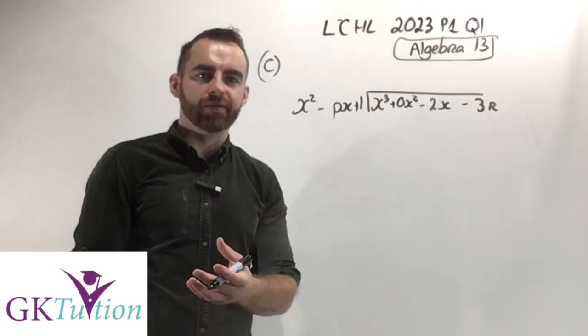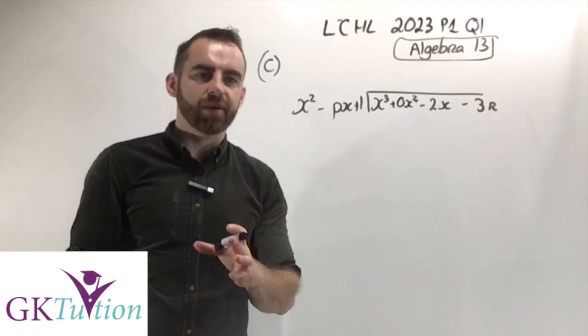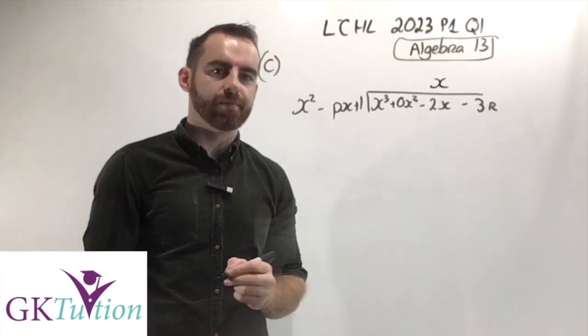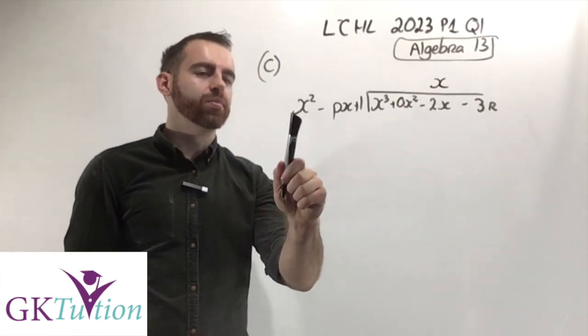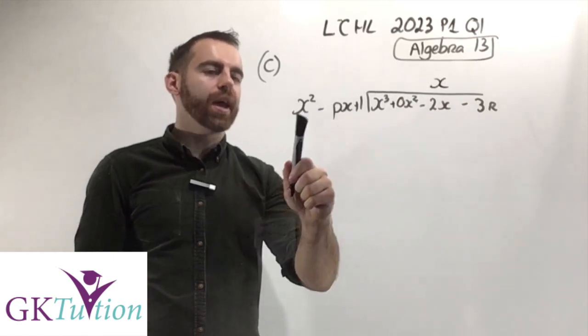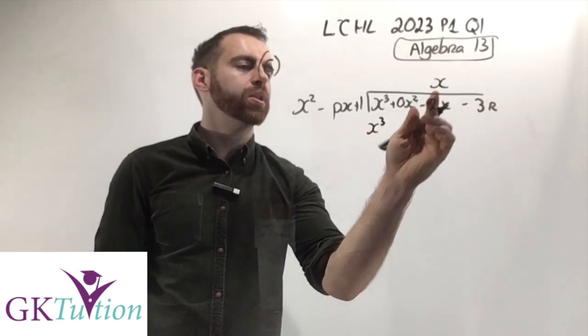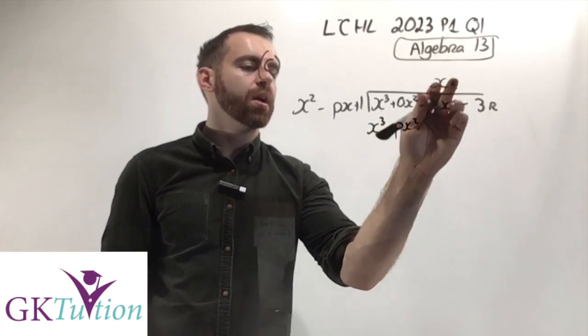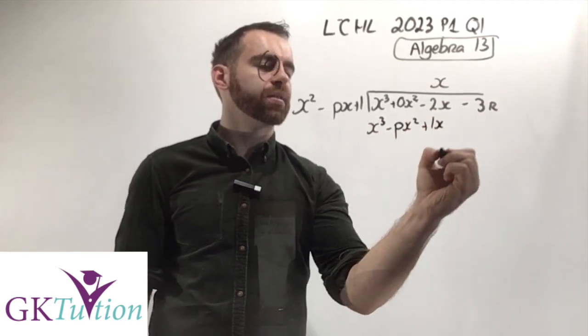So let's just go through our division here. The first thing we do is divide x squared into x cubed, and that simply gives me x. Then we multiply x by these three terms. X by x squared is x cubed, x by minus px is minus px squared, x by 1 is simply 1x.